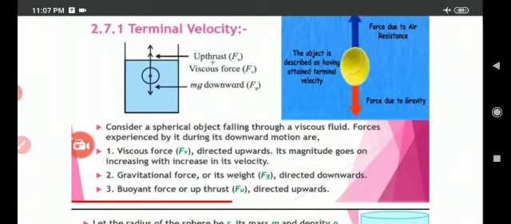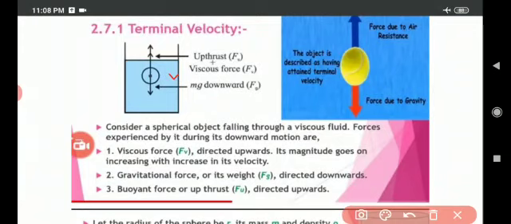Today we are studying the terminal velocity. In terminal velocity, consider the spherical object. The spherical object is moving through the viscous medium as shown in the figure. Observe the figure. This is the spherical object, and it is moving through the viscous fluid. When a spherical object moves through a viscous medium, there are three forces acting on that spherical object.